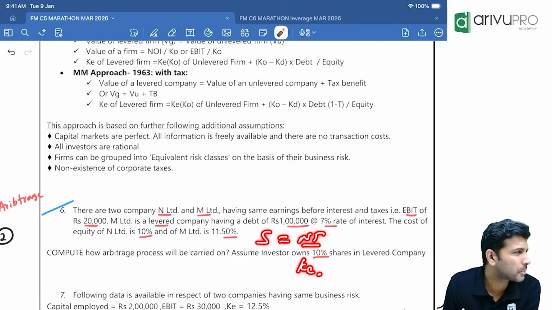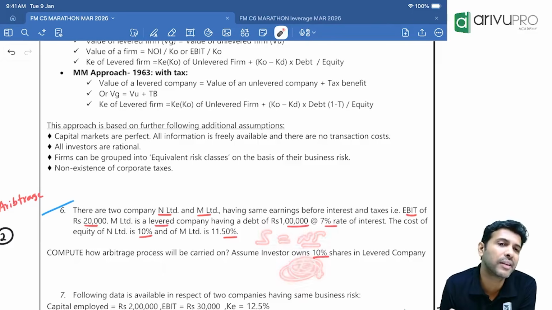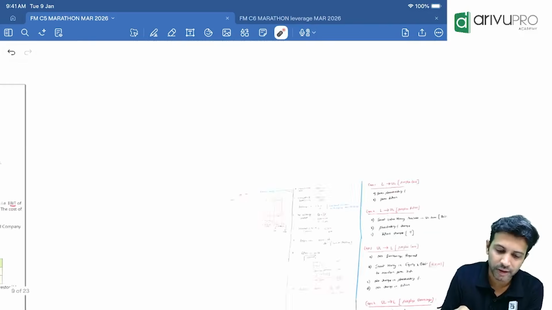Sir, net income is nothing but Ish, no? They have given EBIT. From EBIT, can't you find out Ish? Yeah. Cost of equity, they have only given. That means first work out what? S. So check what I've done here.